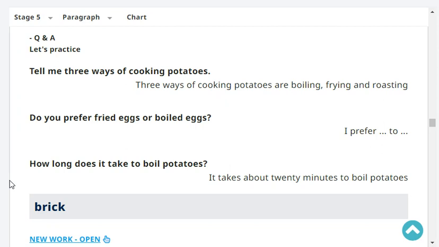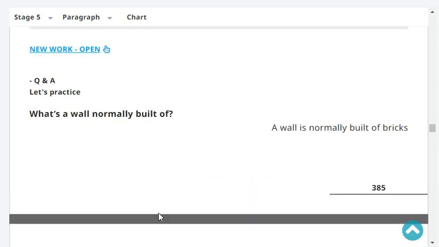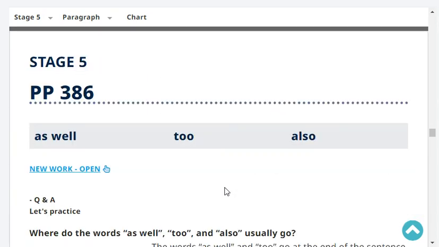How long does it take to boil potatoes? It takes about 20 minutes to boil potatoes. What's a wall normally built of? A wall is normally built of bricks. Bricks. Very good.